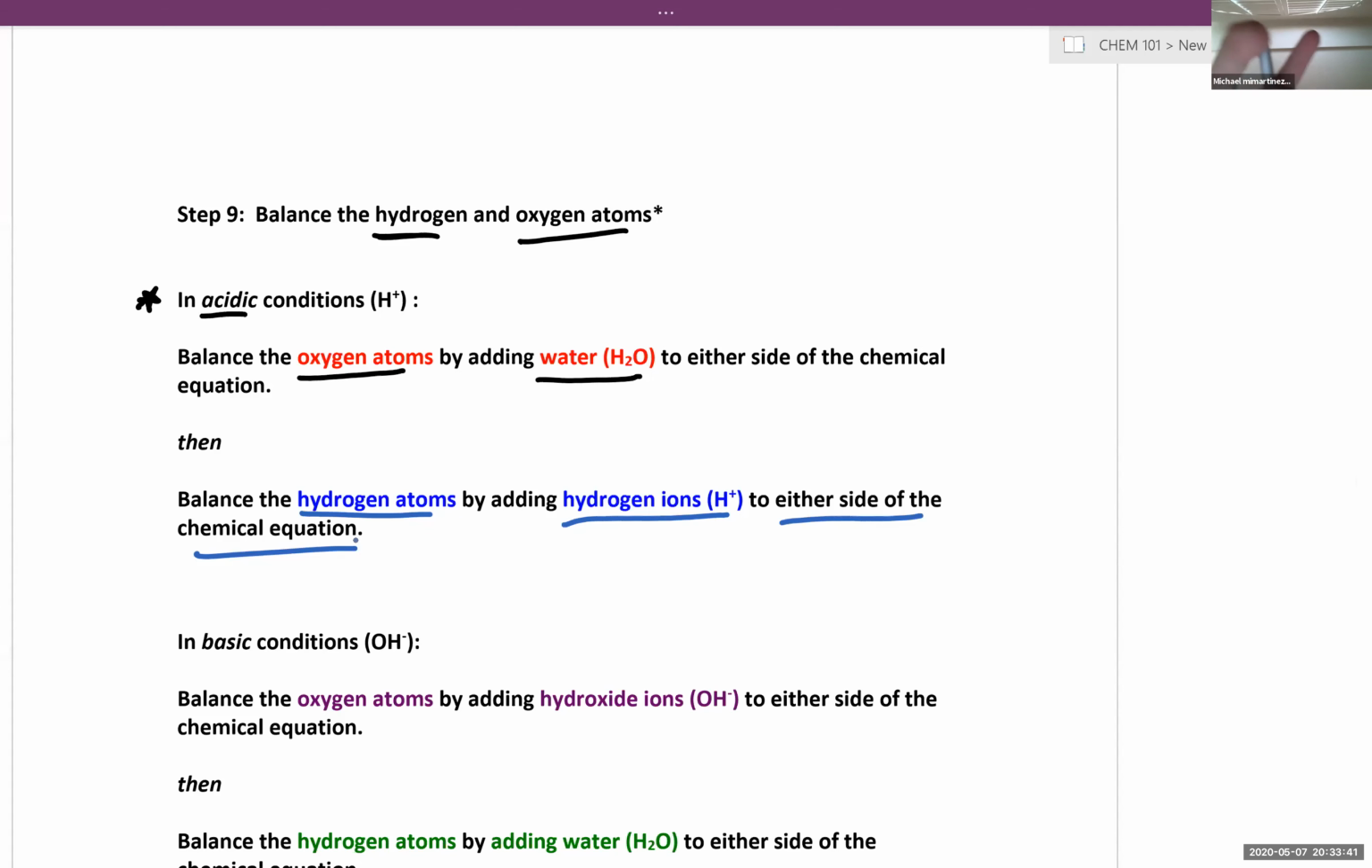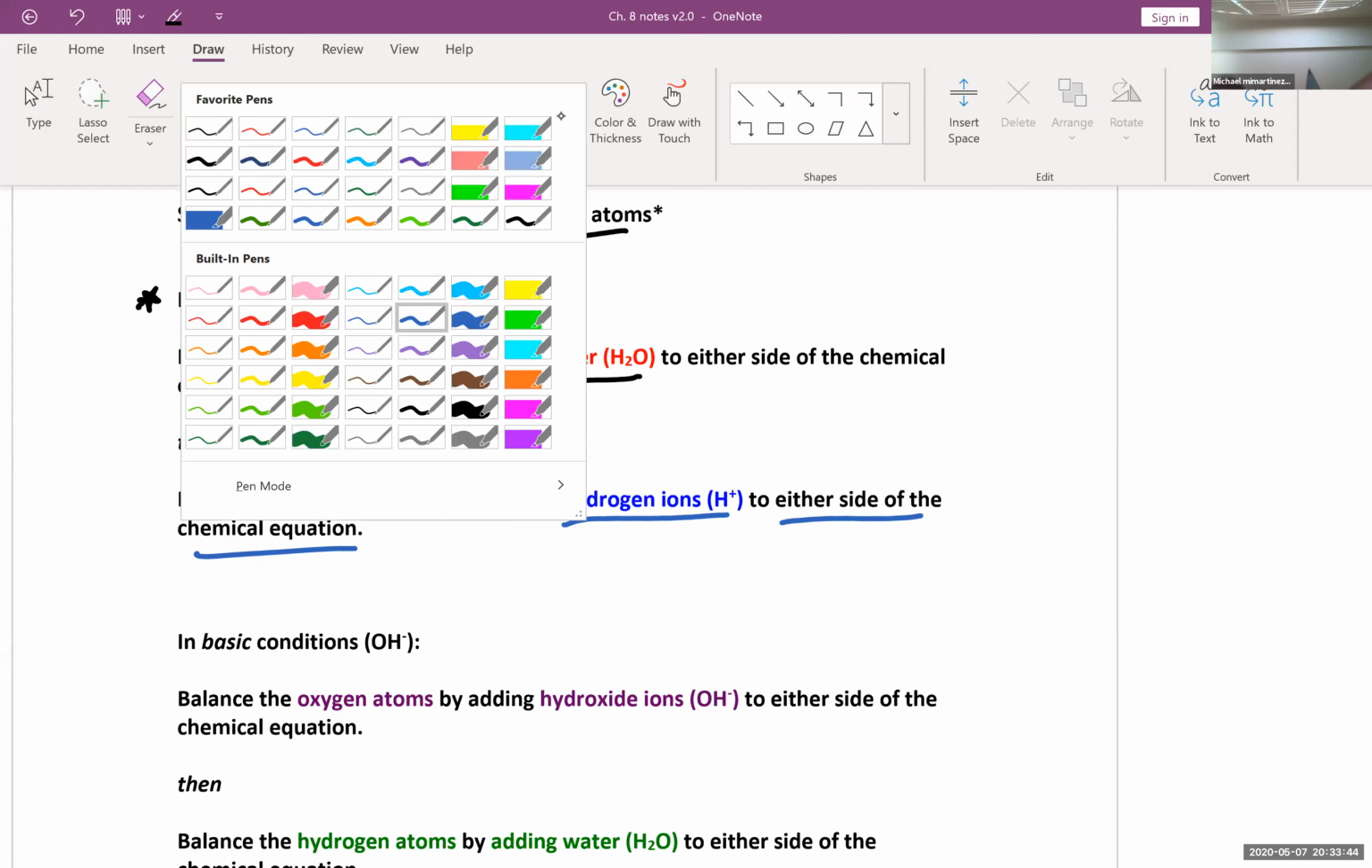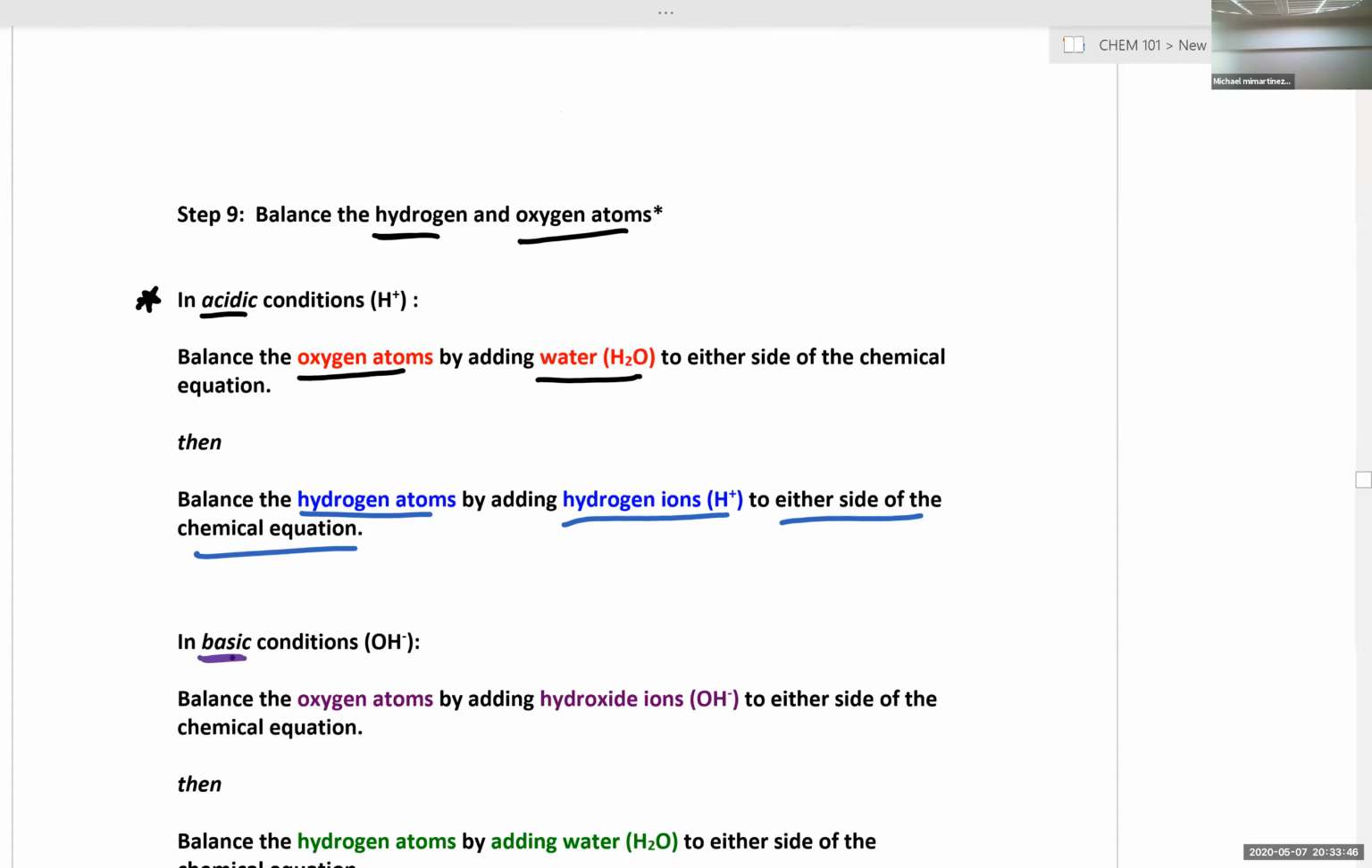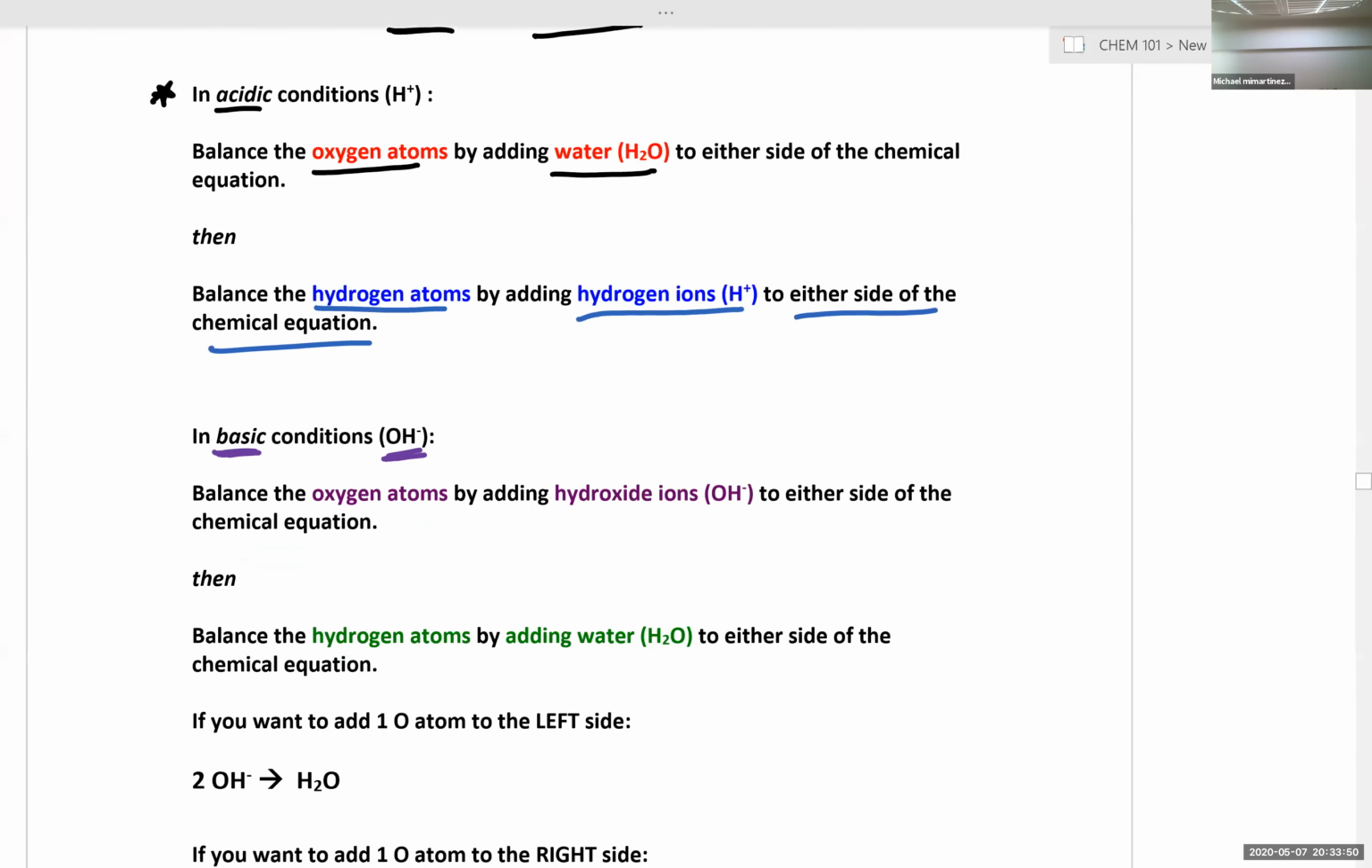So if you see acidic, think water and H plus. If you see the word basic, I'd like you to think OH minus. Now there's a trick to this. You balance your oxygen atoms by adding hydroxide ions, and then you balance hydrogen atoms by adding water to either side.